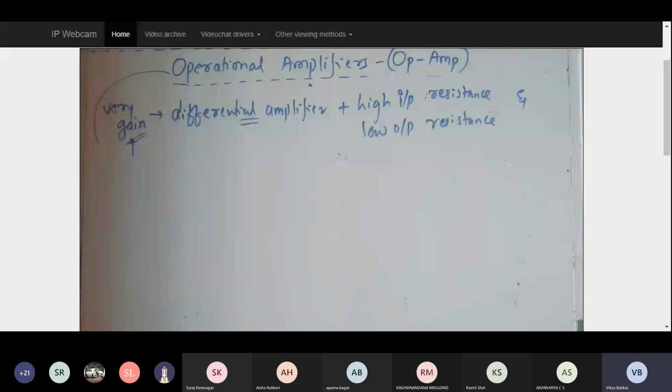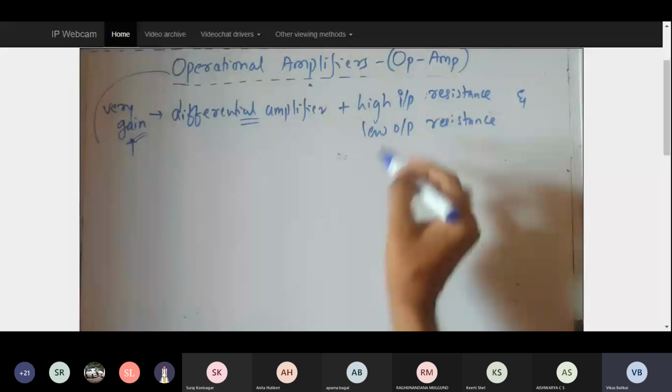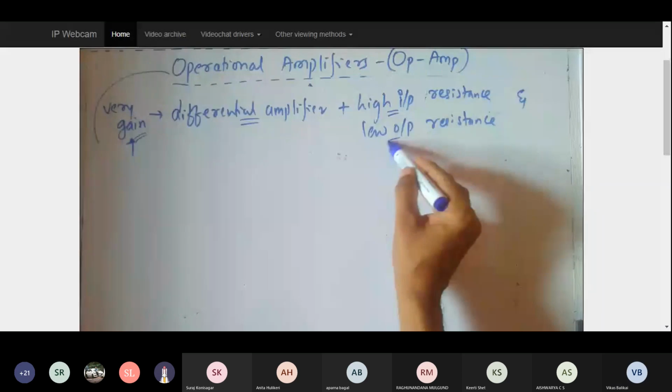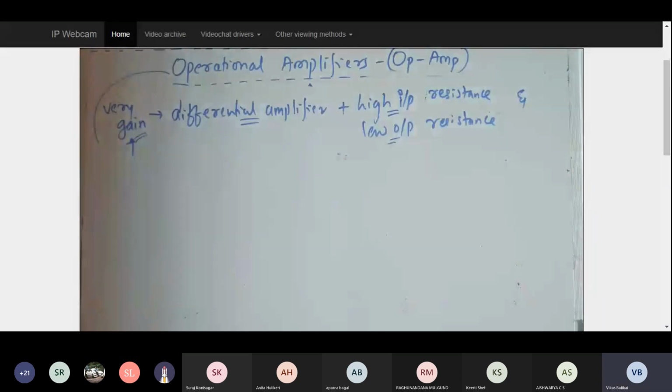Now I told you it should have very high input resistance and very low output resistance. Why should it be like this? If it is not like this, what happens?